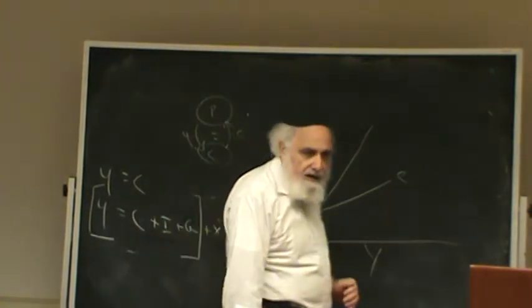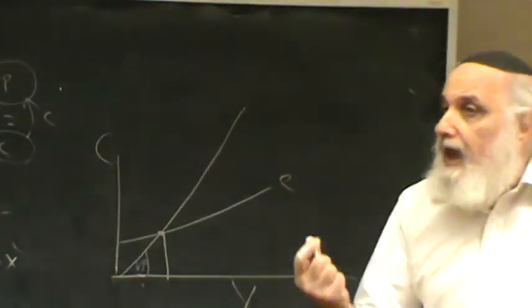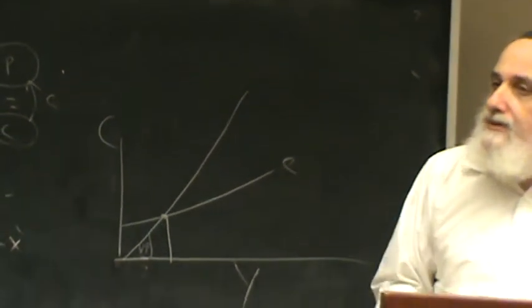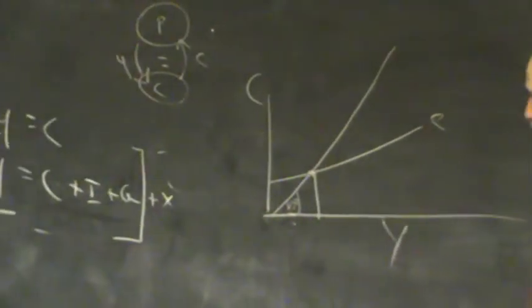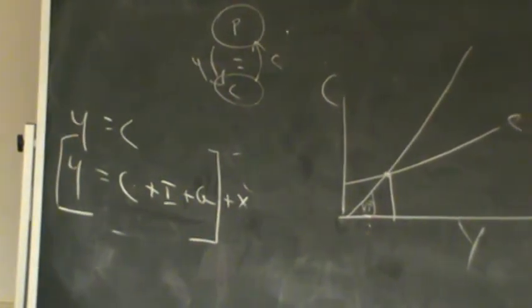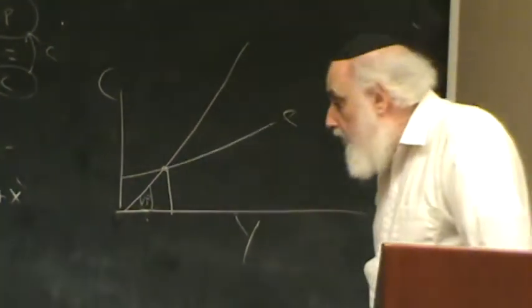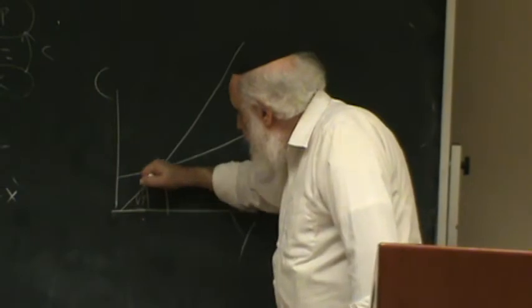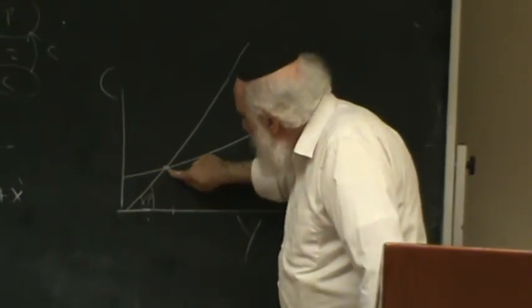The 45-degree line intersects the consumption line because it's on the consumption line, and it's also where Y equals C. So you found the place where Y equals C. What is that? That's the equilibrium. That's where the economy is going to end up.